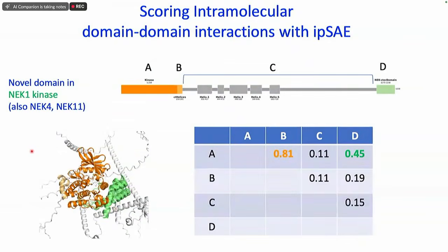We can use our ipSAE score in an intramolecular fashion of domain to domain. So here's a protein called NEK1. Here is the kinase domain. There is a small alpha helical domain. This is one of the novel domains down here. And the score between that domain and this domain is 0.45 on our score. And that's pretty good. That means that it's very likely that this small alpha helical domain interacts with the kinase domain, perhaps inhibiting it.